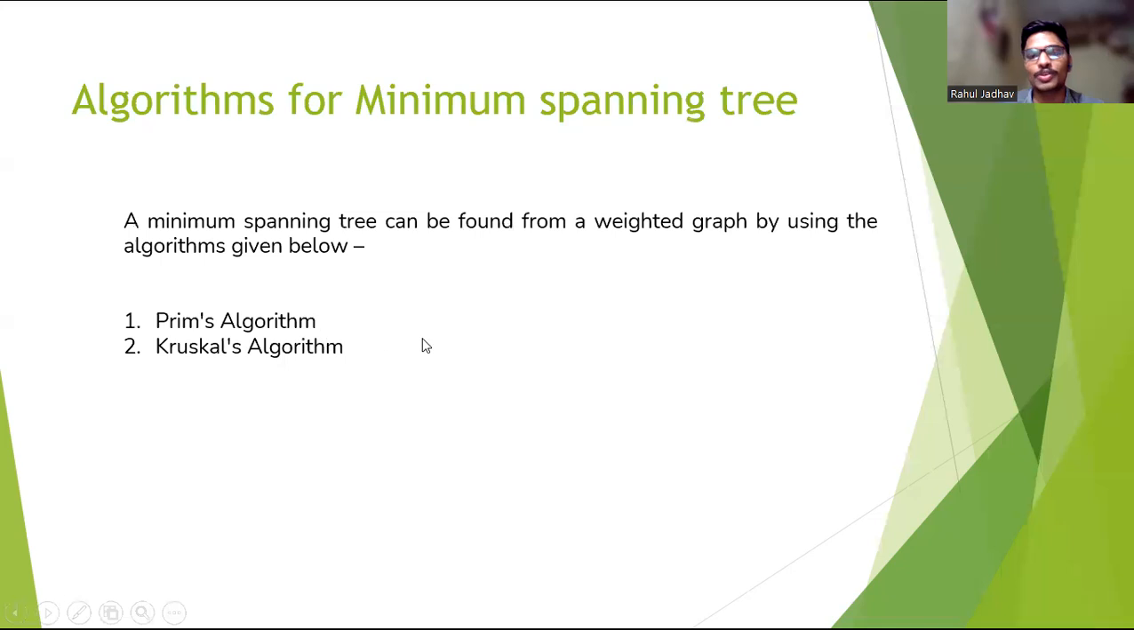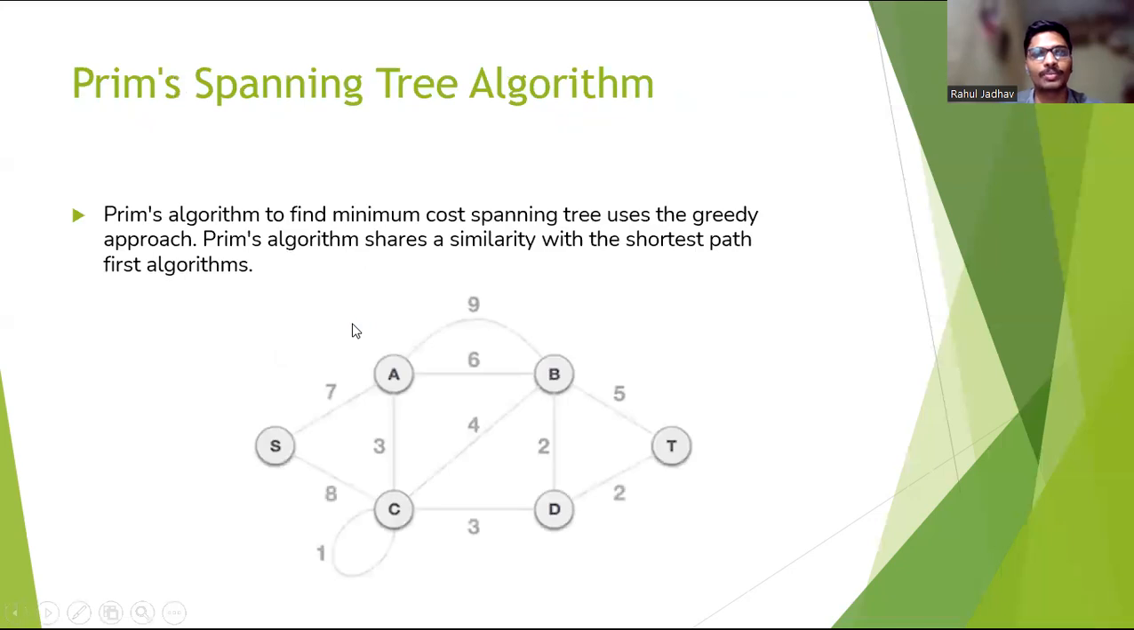There are two types of algorithms for finding the minimum spanning tree in a weighted graph: Prim's algorithm and Kruskal's algorithm. First, we will see Prim's algorithm. Prim's algorithm to find the minimum cost spanning tree uses the greedy approach. Prim's algorithm shares similarity with the shortest path first algorithm.